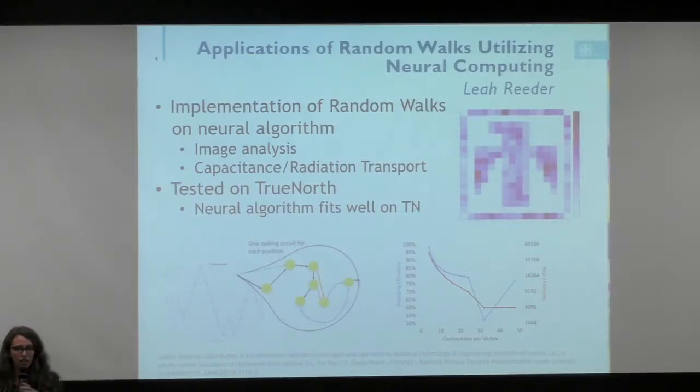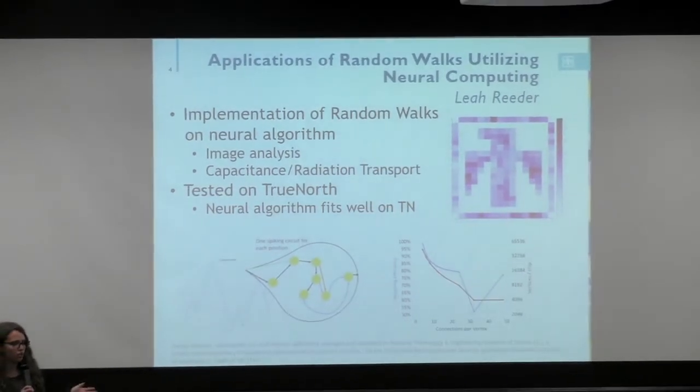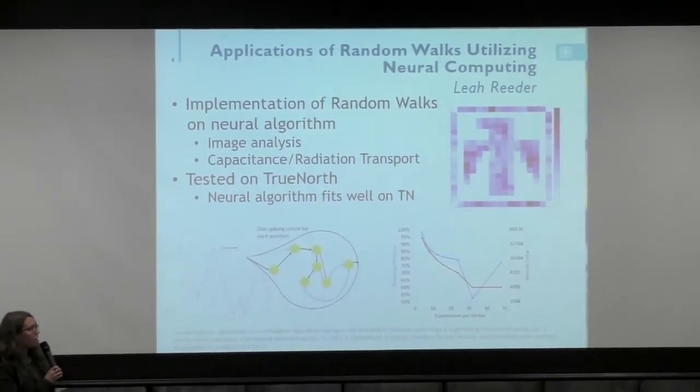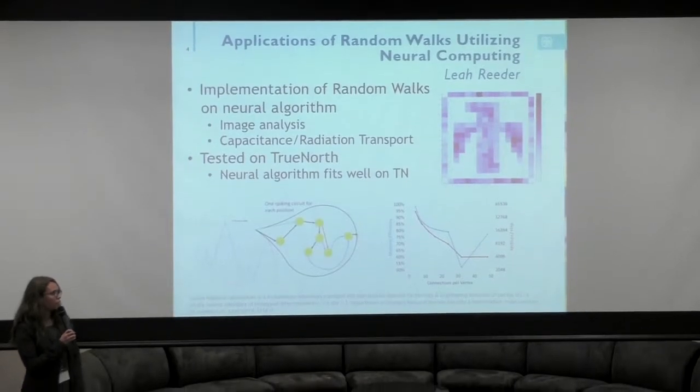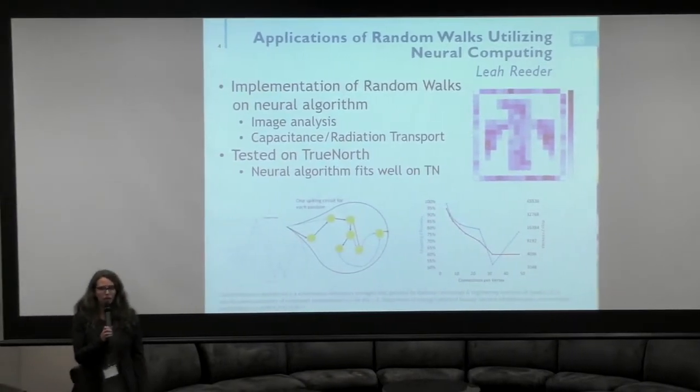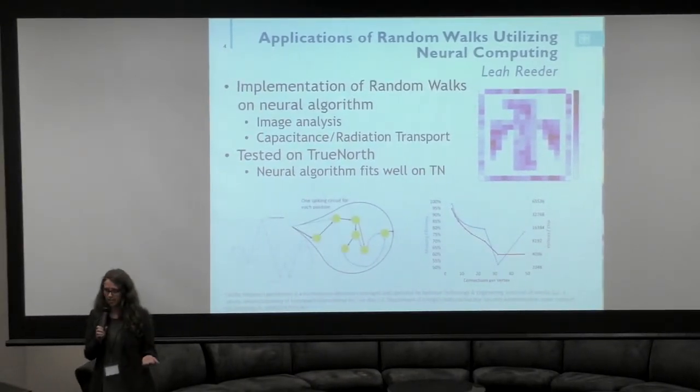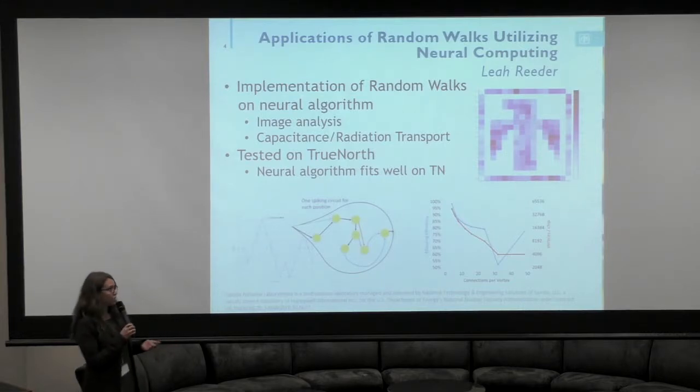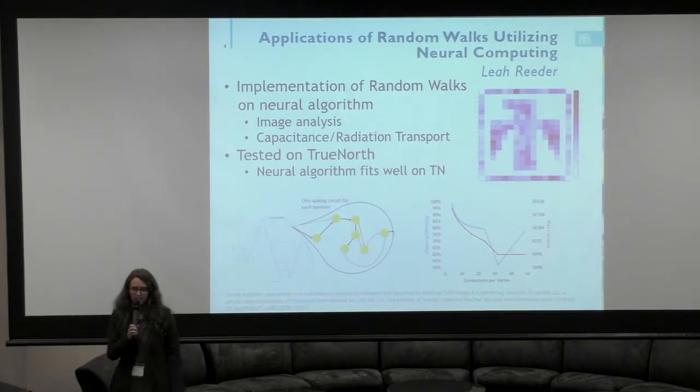There are a lot of applications in image analysis, as well as general computer science graph applications. On my poster, I have two more applications that we're working on right now, both finding electrical capacitance and radiation transport. Our spiking algorithm has been tested on TrueNorth, and we have some results for that as well. So come find me if you want to learn more.